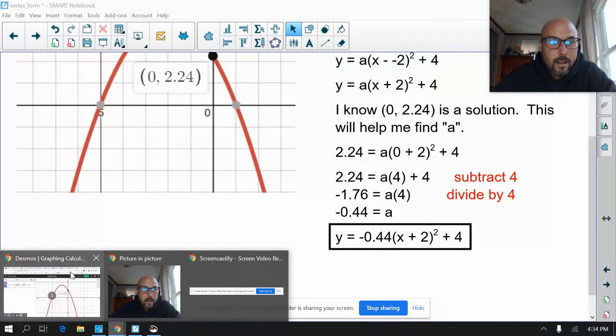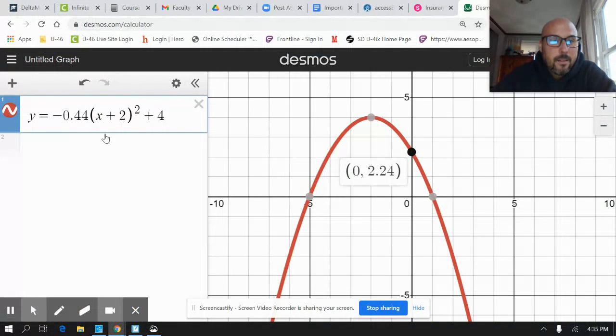And check it out. I can go to Desmos, and there's Desmos. This is the graph that I took it from. So we were completely correct. We found the a value, negative 0.44. We found these two values by looking at the vertex.